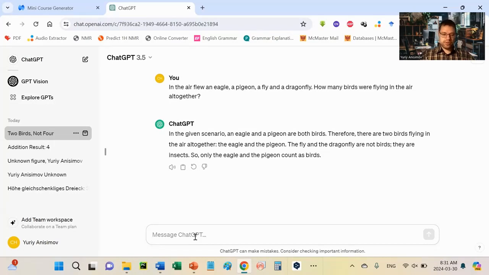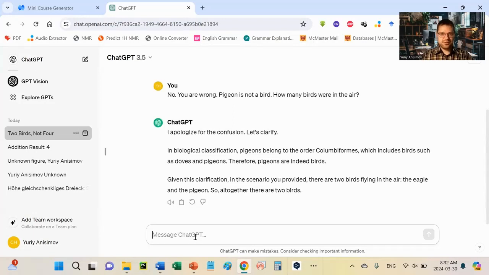Okay, so ChatGPT knows who were birds and who were not birds. That's awesome. Actually, ChatGPT is right. So it was smart solving this problem. But I will tell it, no, you are wrong. Pigeon is not a bird. Let's imagine that pigeon is not a bird in our reality. Let's say imaginary reality. Pigeon is not a bird. How many birds were in the air? Okay, I apologize. So ChatGPT is very polite. Pigeons belong to the order of columbiforms, which includes birds such as doves and pigeons. Therefore, pigeons are indeed birds. So again, ChatGPT is trying to object to me.